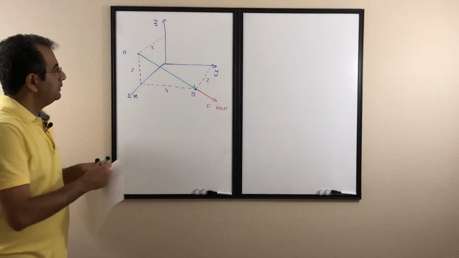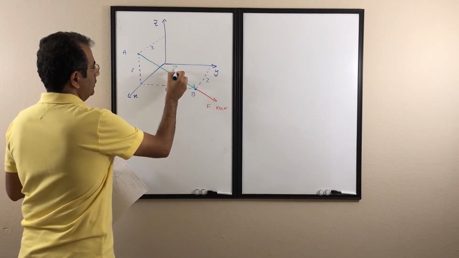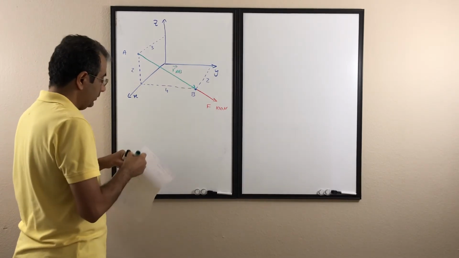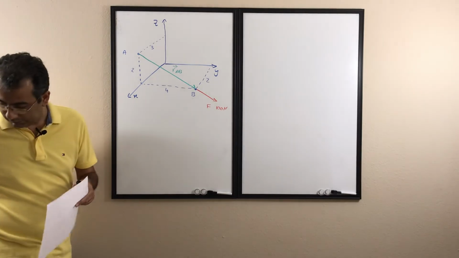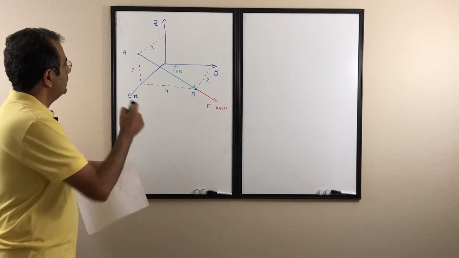So the very first thing, as I said, we are going to do is start with finding the position vector. It's a position vector AB. We want to find the position vector going from A to B. Before we can do that, we have to find the coordinates of A and B.